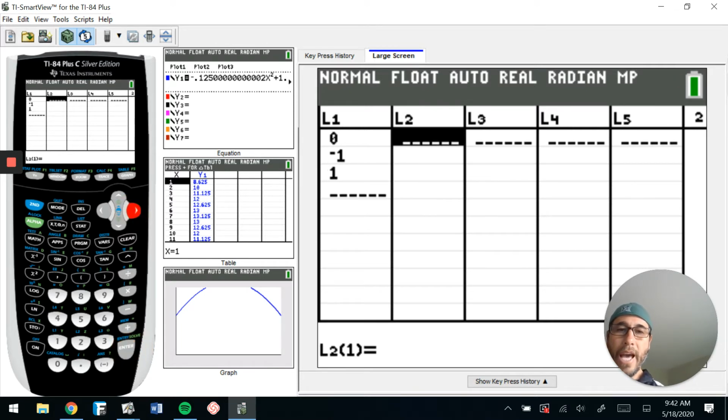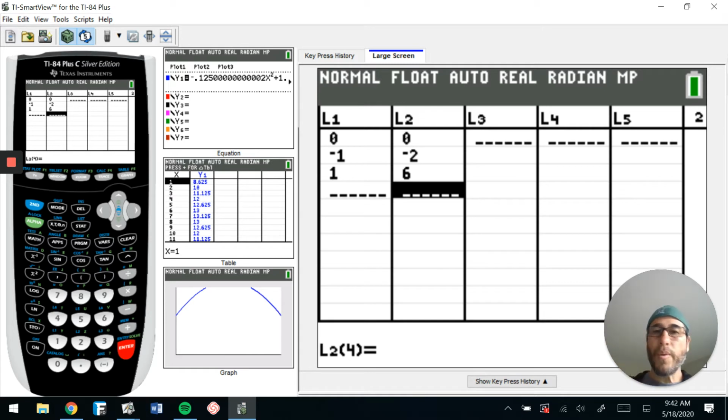Okay, and then I'm going to plug in the Y values, which were 0, 0. Hopefully I remember these correctly. -1, -2, and then 1, 6. Okay, so there we go. We have our 3 points.